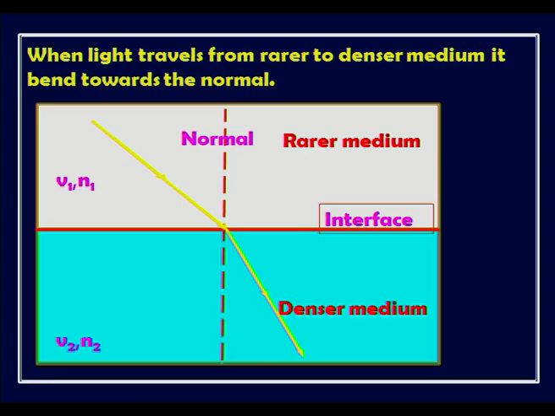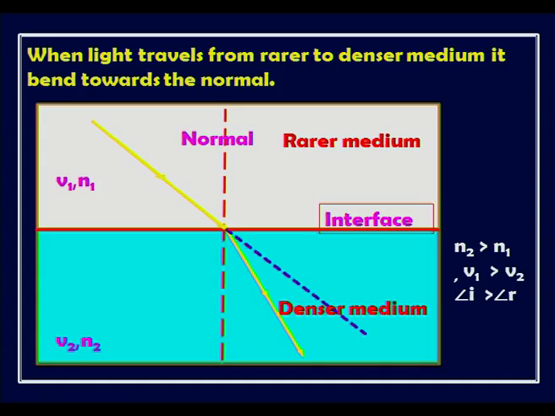Here V1 is the speed of light in rarer medium, V2 is the speed of light in denser medium. N1 or eta 1 is the refractive index of the rarer medium, N2 is the refractive index of the denser medium. Students, remember, refractive index of denser medium is always greater. So, N2 is greater than N1. Speed of light in rarer medium is always greater. So, V1 is greater than V2.